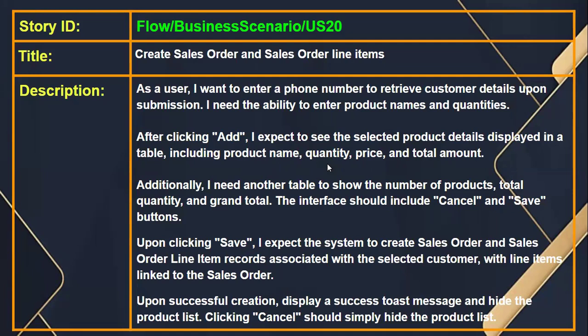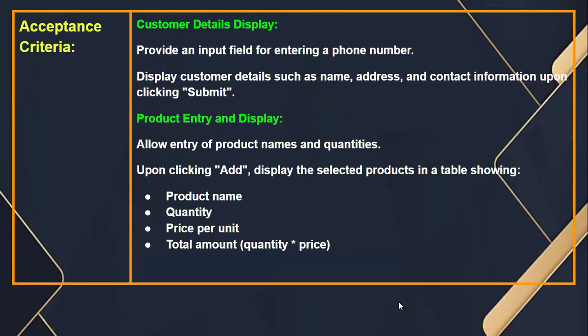For example, quantity is 2, price is 2,000, right? We have to display the total amount. Additionally, we have to display the number of products, total quantity, and grand total. And finally, we have to display the cancel and save buttons. If you click on the save button, we can create the sales order and sales order line items records. And finally, we have to display the success toast message. Okay, so this is the acceptance criteria.